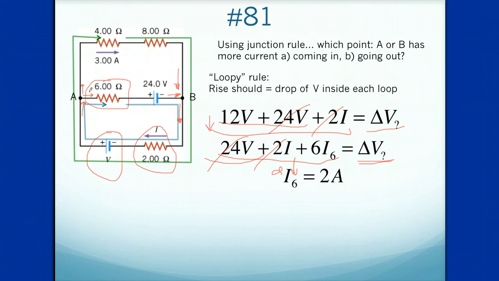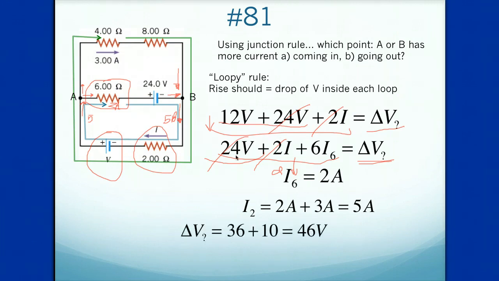So then we're going to see that we have 3 came out and 2 came out. So this right here is 2 amps, which means that this current right here was 5, and which means that 5 amps will come out of B and go through 2 ohms. So there you go. And then having this current right here, I can either use this equation or that equation, and either way I will get 46 volts.